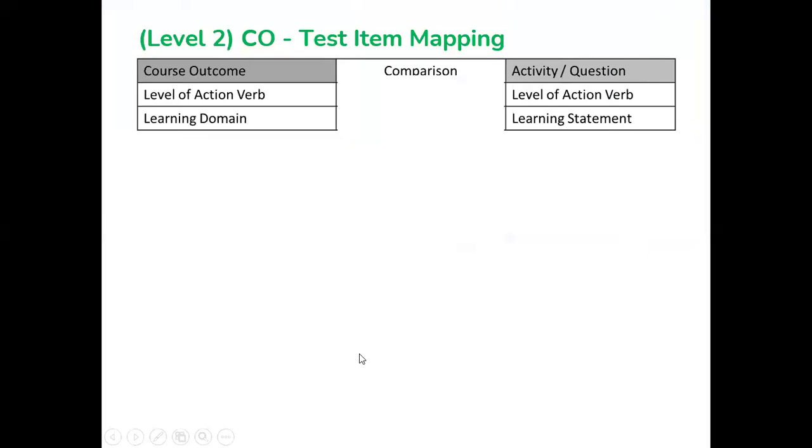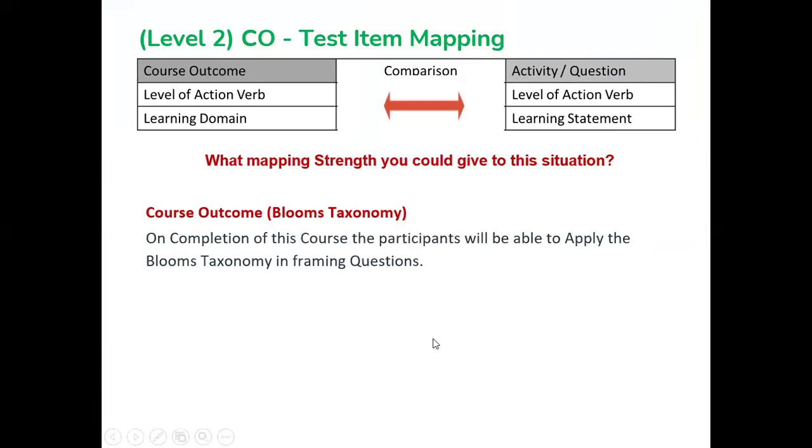Now coming to the mapping. I will explain it with an example. Last day we had a section on Bloom's taxonomy, and we discussed many things and you have done some tasks and assignments. Suppose as a faculty, I am designing a course outcome for this section on Bloom's taxonomy. This is my CO.